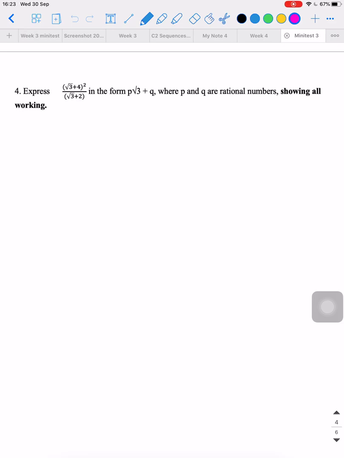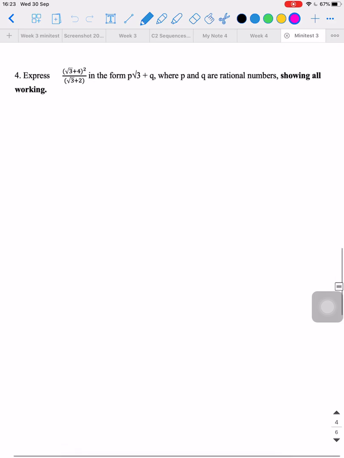Okay, we're looking at question 4 from Minitest 3, so that's on surds. And I'm basically being asked to rationalise the denominator. They've written it in a slightly different form, but that's really what they're asking me to do. So there's my starting fraction.